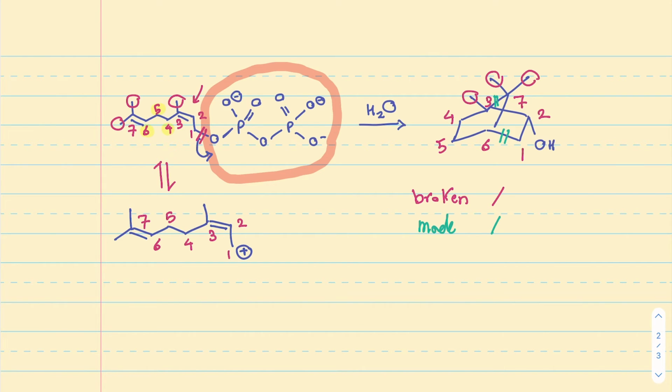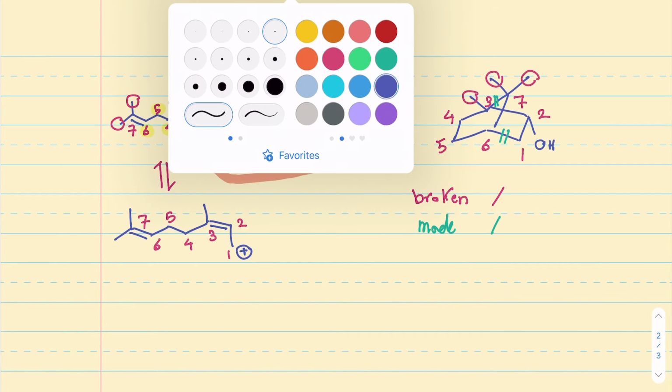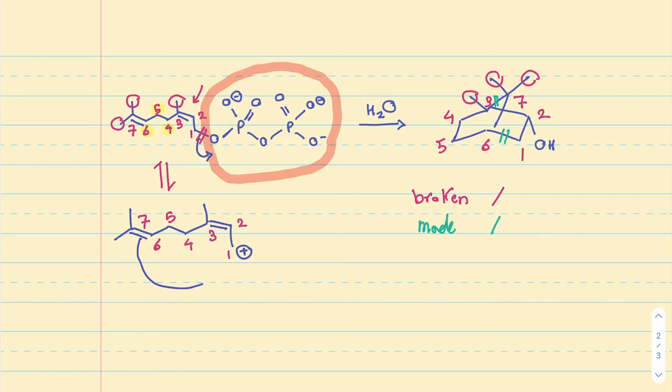1 is positive, and note that 1 and 6, according to our analysis, are supposed to get connected, and 6 is a part of a double bond. So what if I went ahead and used the electrons of the double bond to create a ring with 1? Now, what did that look like? I'm creating a 1, 2, 3, 4, 5, 6-membered ring, so I'm going to draw a 6-membered ring.